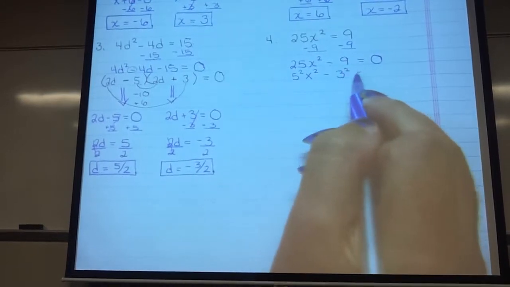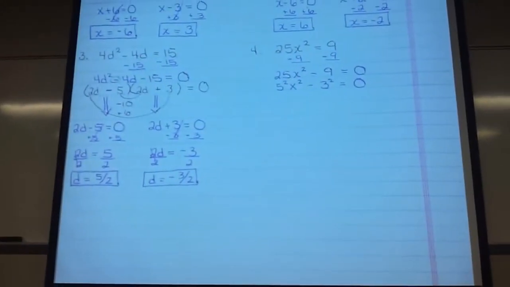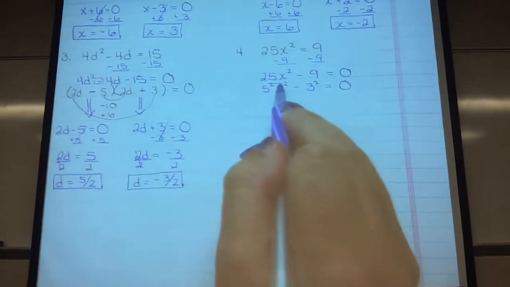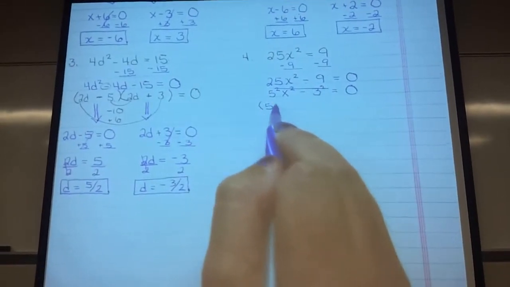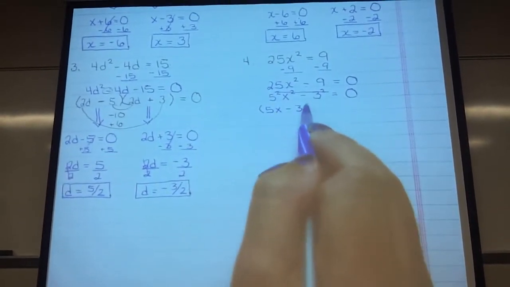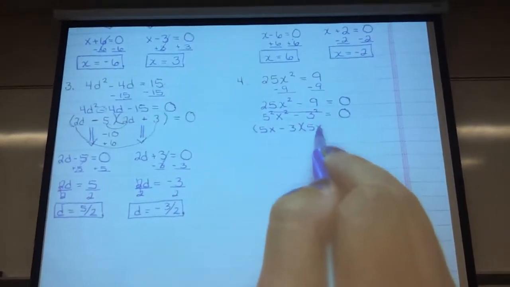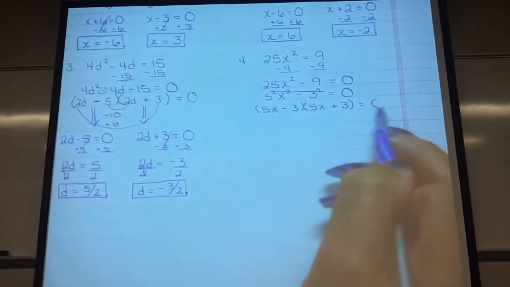Keep it equal to 0. You don't want to change the problem. So everything has a square. What do I do with my squares? Cross them out. 5x minus 3 equals 0. So I've got 5x minus 3. What do you always have to say? What's the conjugate? 5x plus 3. I have 2 pieces equals 0.